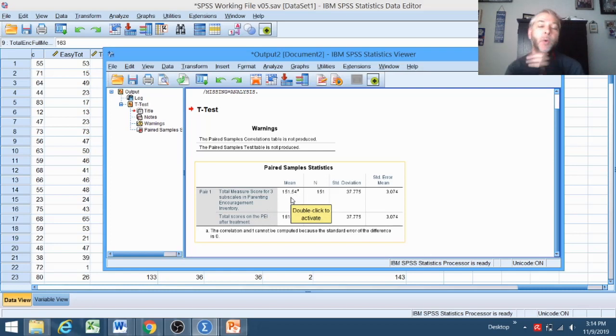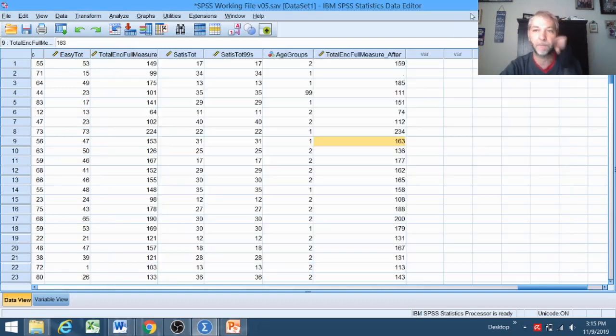And so what we did was when we computed the new variable, all we did was we added 10 points to everyone's total score. So you can see that the mean difference between the before and after is exactly 10. And so that means that we have no standard deviation and we have no standard error of the mean, right? And what SPSS is telling us is that it cannot be computed because both of these are 0, or the difference between these is 0. So I thought about that after a moment.